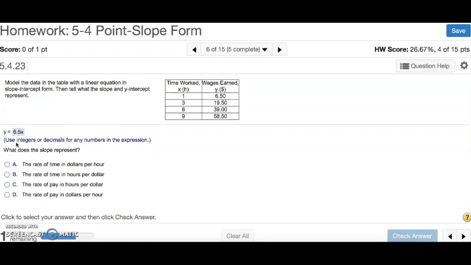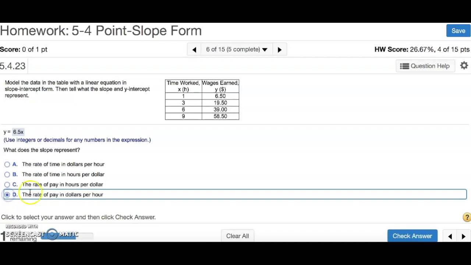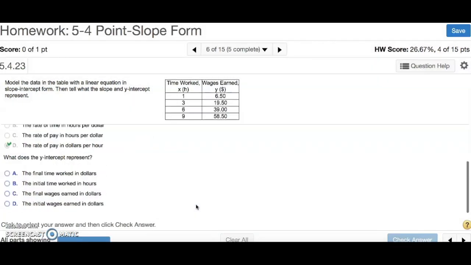Now it says, what does the slope represent? That is the amount of pay we're getting every hour. So the rate of pay in dollars per hour. The y-intercept represents the initial wages earned in dollars. This is where the time is 0, so that'll be the initial wages earned.